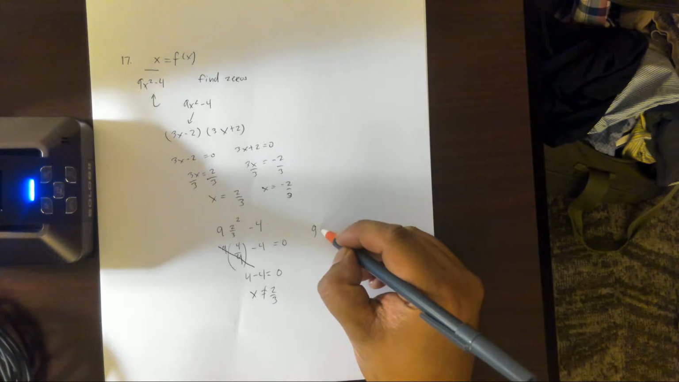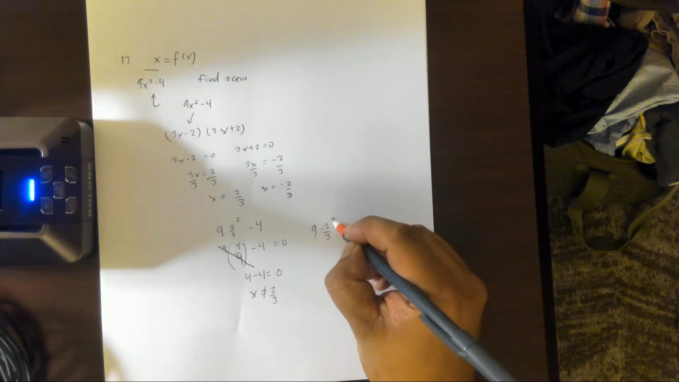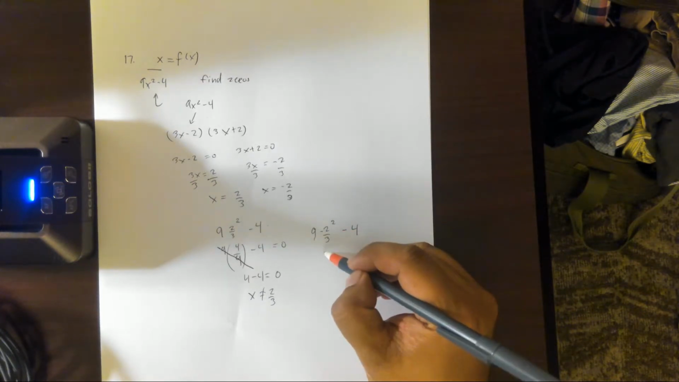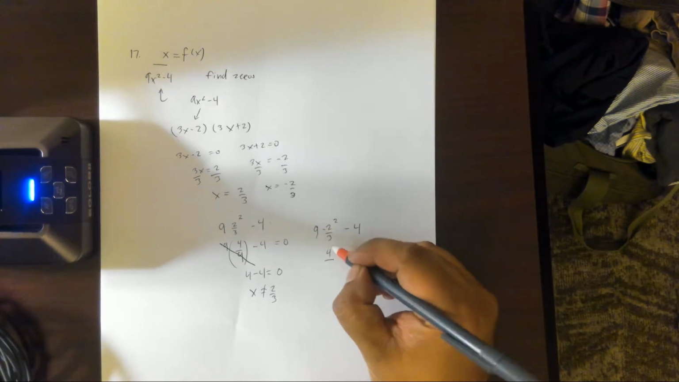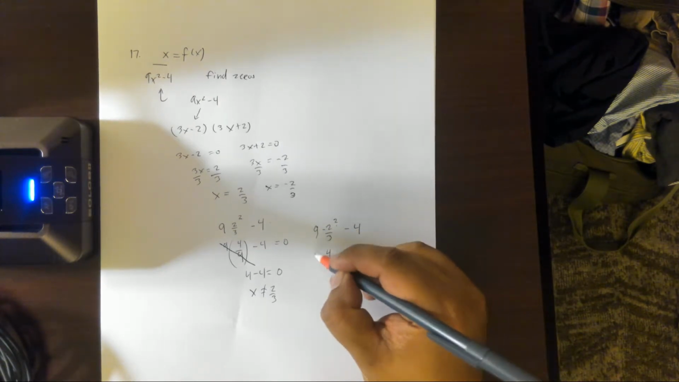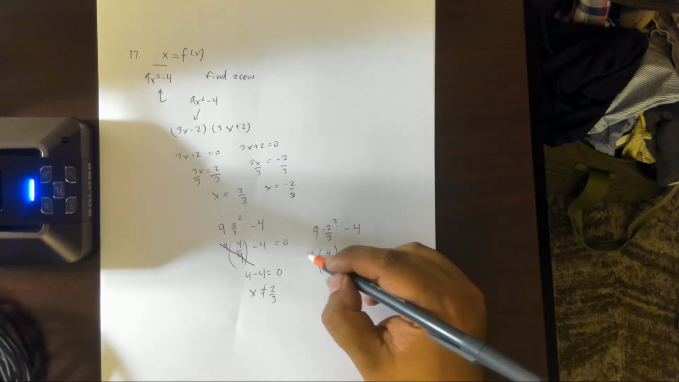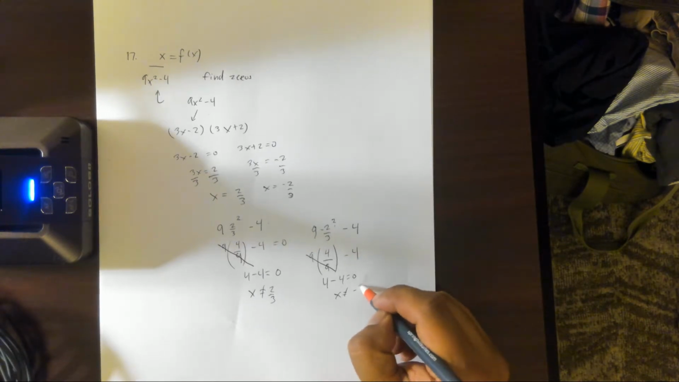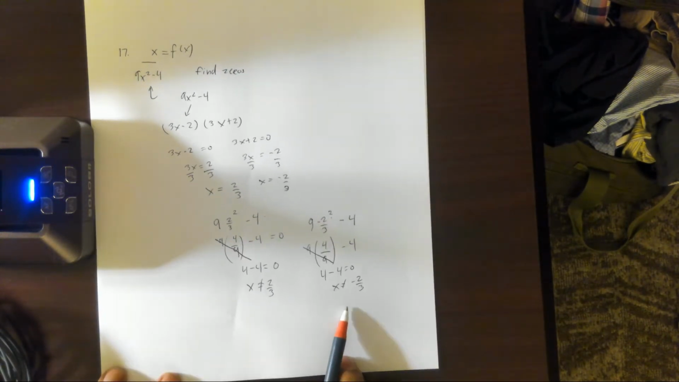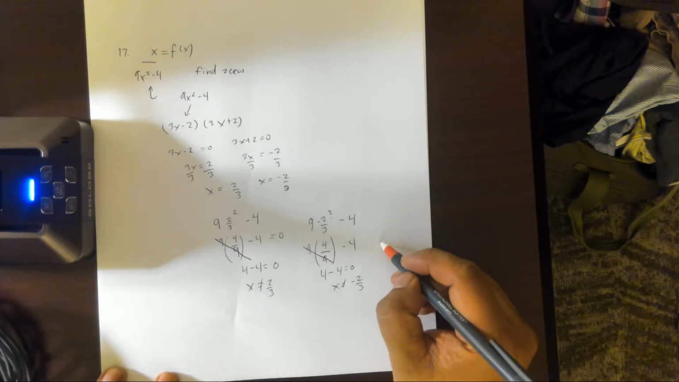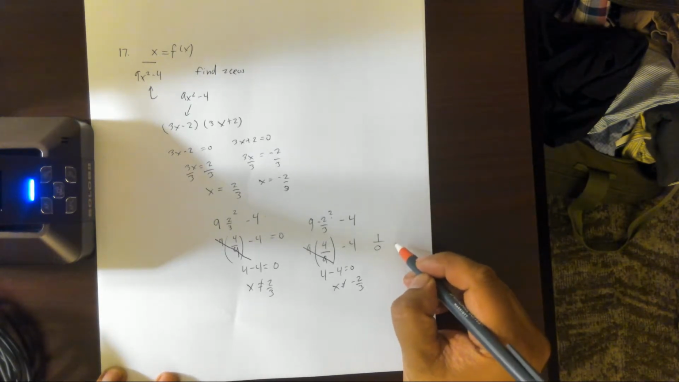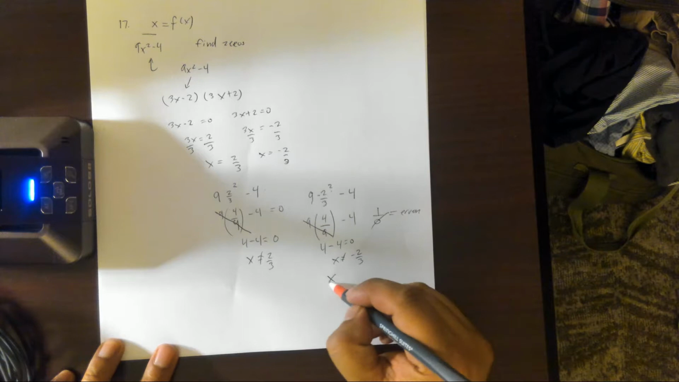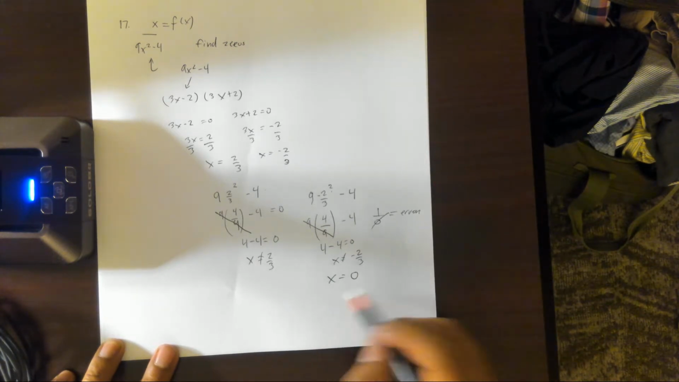9 times negative 2/3 squared minus 4. If you simplify it, negative 2 squared is negative 2 times negative 2, which is 4. 3 squared is 9, so 9 times 4 ninths minus 4. It's the same thing, 4 minus 4 equals 0. So x does not equal negative 2/3 because you cannot have a 0 in the denominator. You cannot divide 1 by 0. This is an error. So it cannot be 2/3. So x equals 0. Only 0 will work.